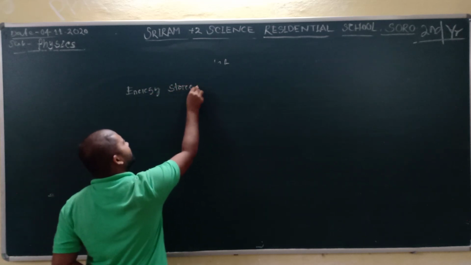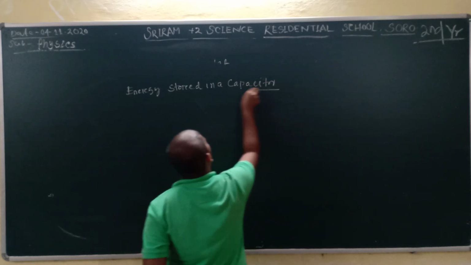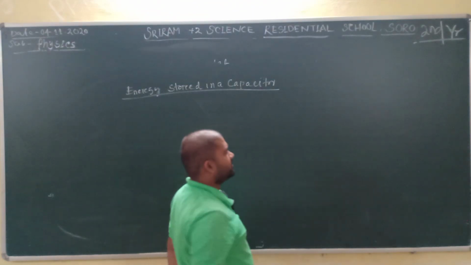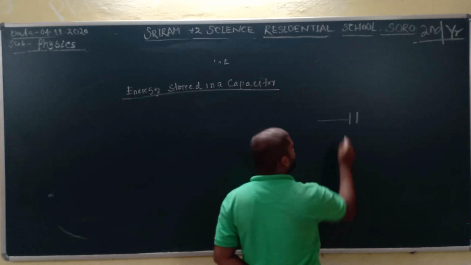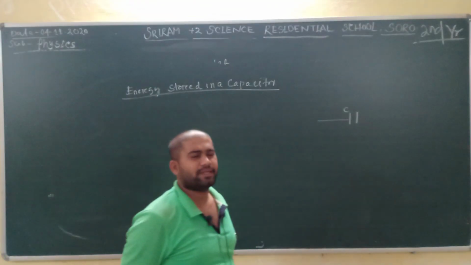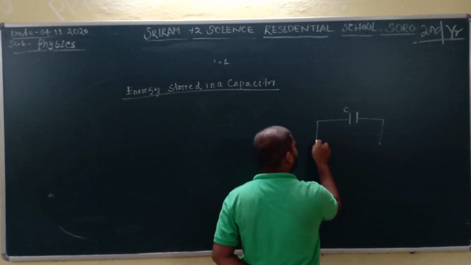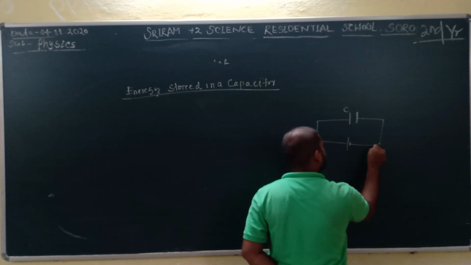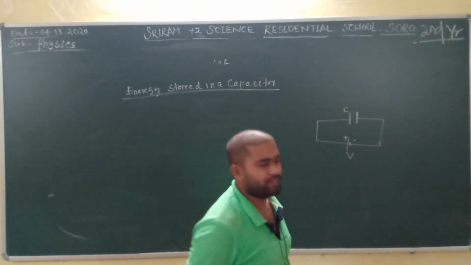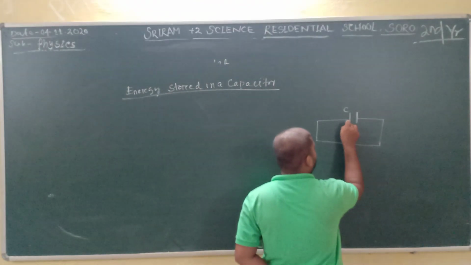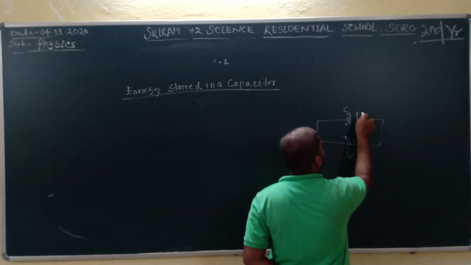Energy stored in a capacitor. Let's assume a parallel plate capacitor of capacitance C is connected to a battery of potential difference V. Because of this, one plate becomes positively charged and the other becomes negatively charged.